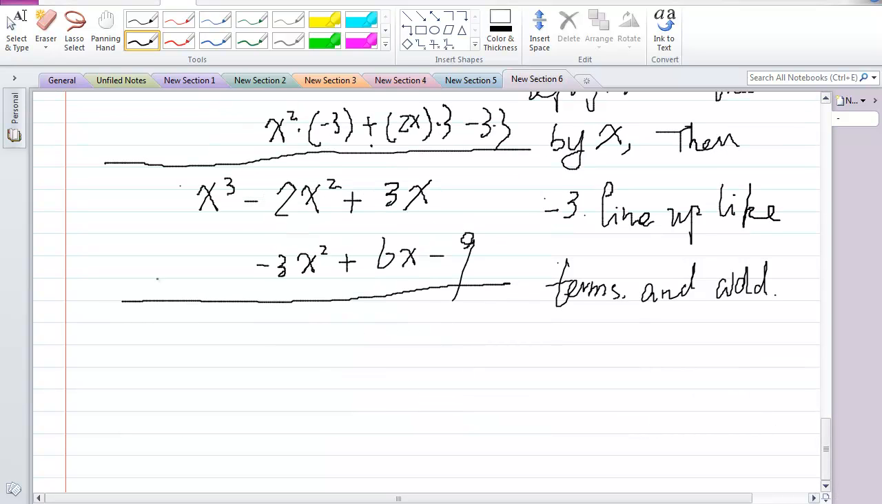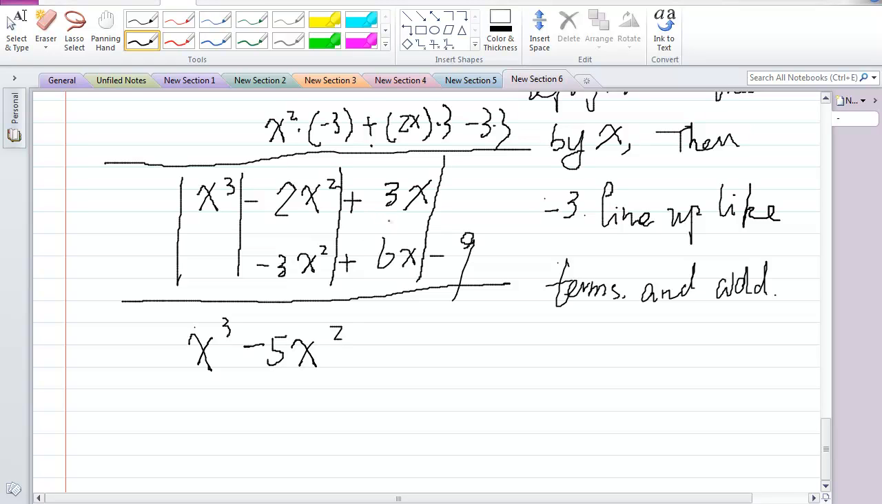In this way, we can calculate in different columns separately. The first one is x cubed. And the second one is negative 2x squared minus 3x squared, equal to negative 5x squared. And here, positive 3x plus positive 6x is equal to 9x. And then finally comes a single negative 9.